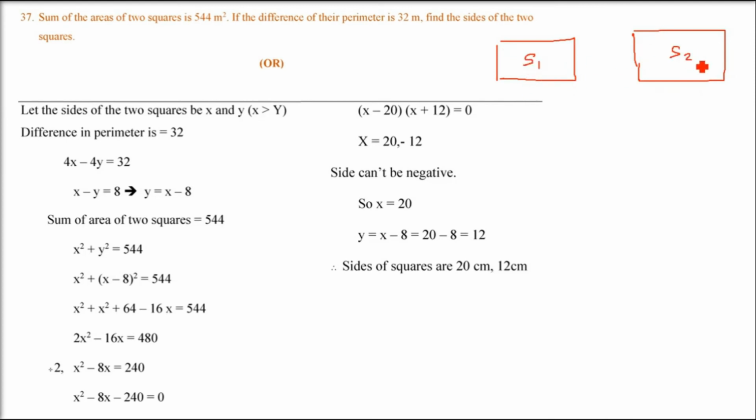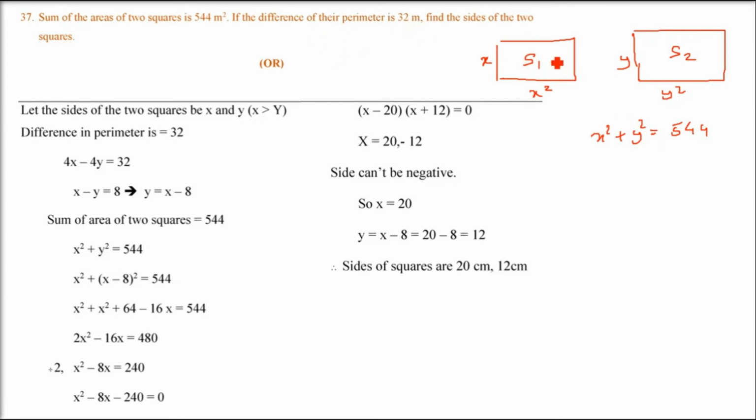This is square 1, this is square 2, and we have to add the areas of these two. Let us say the side of the first one is x and the side of the second one is y, and assume x is greater than y because we are taking a subtraction. So the areas are x square and y square. When you add them, x square plus y square equals 544.